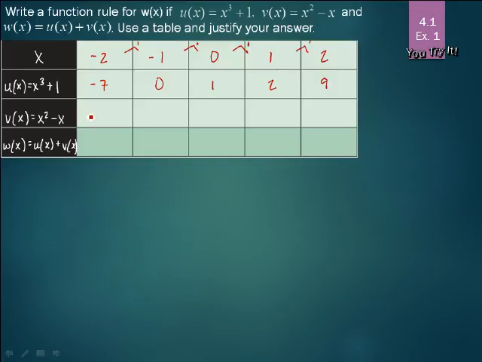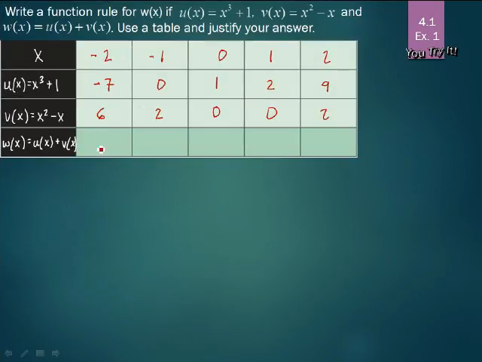And then -2 squared is +4 minus -2 is +2. So 4 plus 2 is 6. -1 squared is +1 minus -1 is +1. So 1 plus 1 is 2. 0 squared is 0 minus 0 is 0. 1 squared is 1 minus 1 is 0. And 2 squared is 4 minus 2 is 2.